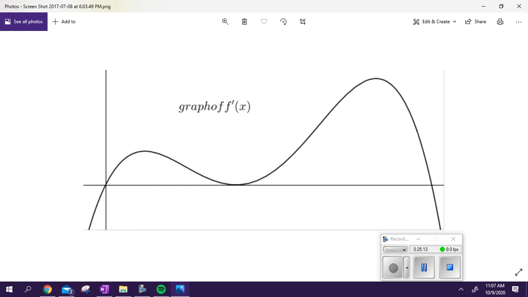Jacob, what do you think? I like it except for how you started it. Don't say it. What changed from negative to positive? F prime. Good. You have to say F prime. You cannot say the graph. You've got to call it by the function's name. F prime changes from negative to positive. That's what makes that a minimum.